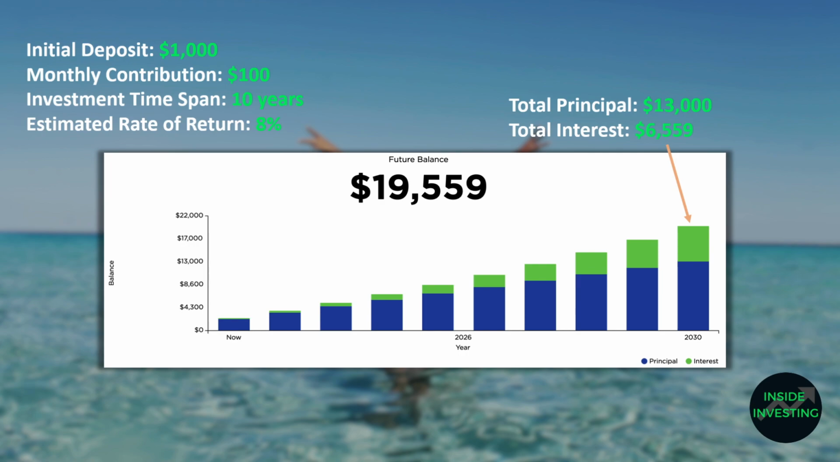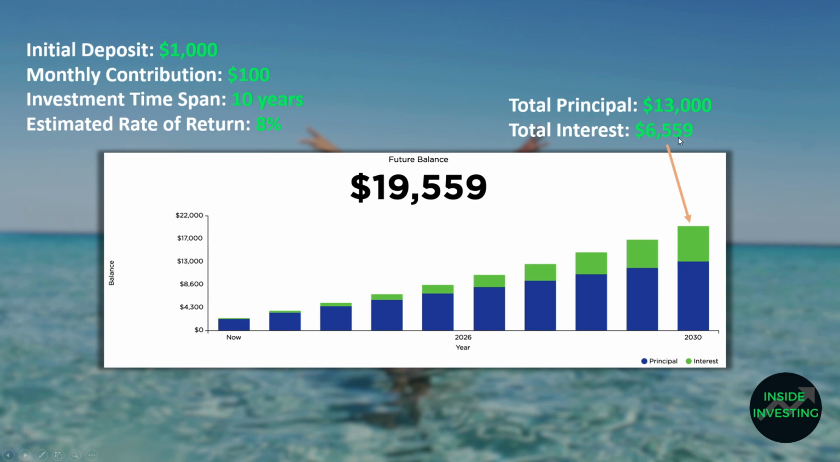Then let's have a look at the money that we've earned. So we see again on top of the screen the same exact numbers. Then we see the total principal of $13,000. And the total interest. So the principal is the money that I've actually invested into my account. So this is the money in 10 years I would have invested, $13,000. And the interest, so this is the money that I would have gained just by investing my money. So in this case, the future balance after 10 years of investing would be $19,559, which is, I would say, already quite okay.